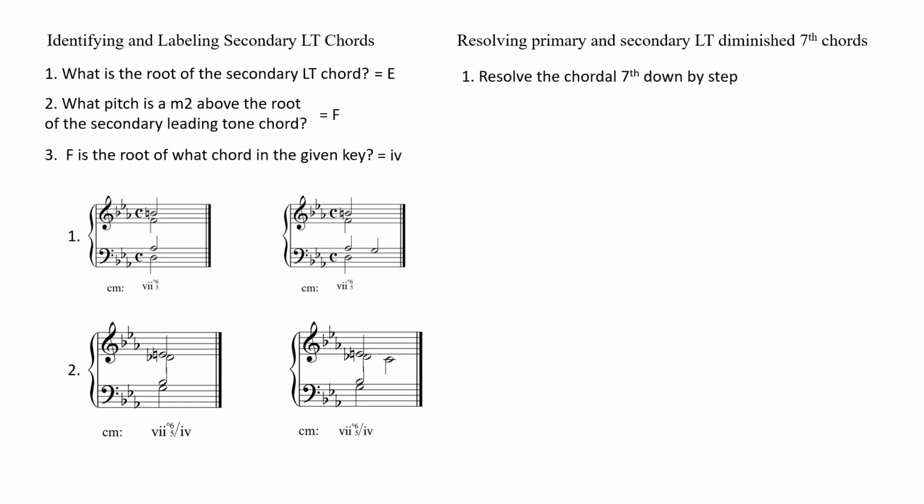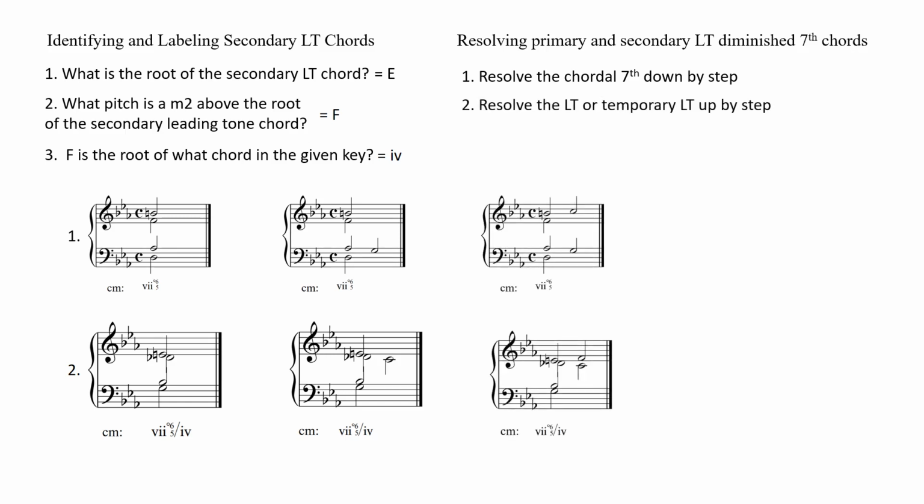In the secondary leading tone chord example, the chordal seventh is the D flat in the alto voice moving down by step to C. Next, resolve the leading tone or temporary leading tone up by step. In the primary leading tone chord example, the leading tone is the B natural in the soprano voice and will likely move up by step to C. In the secondary leading tone chord example, the temporary leading tone is the E natural in the soprano voice and is likely to move up by step to F. If you're slightly unsure of what constitutes the temporary leading tone, it will always be the chordal root of the secondary leading tone chord.